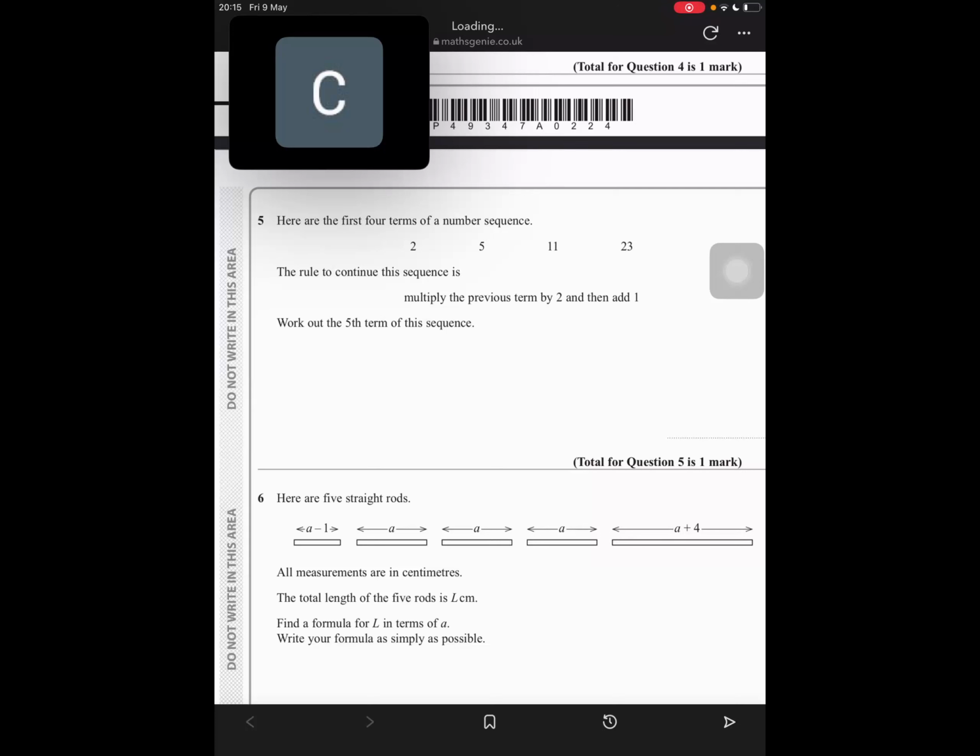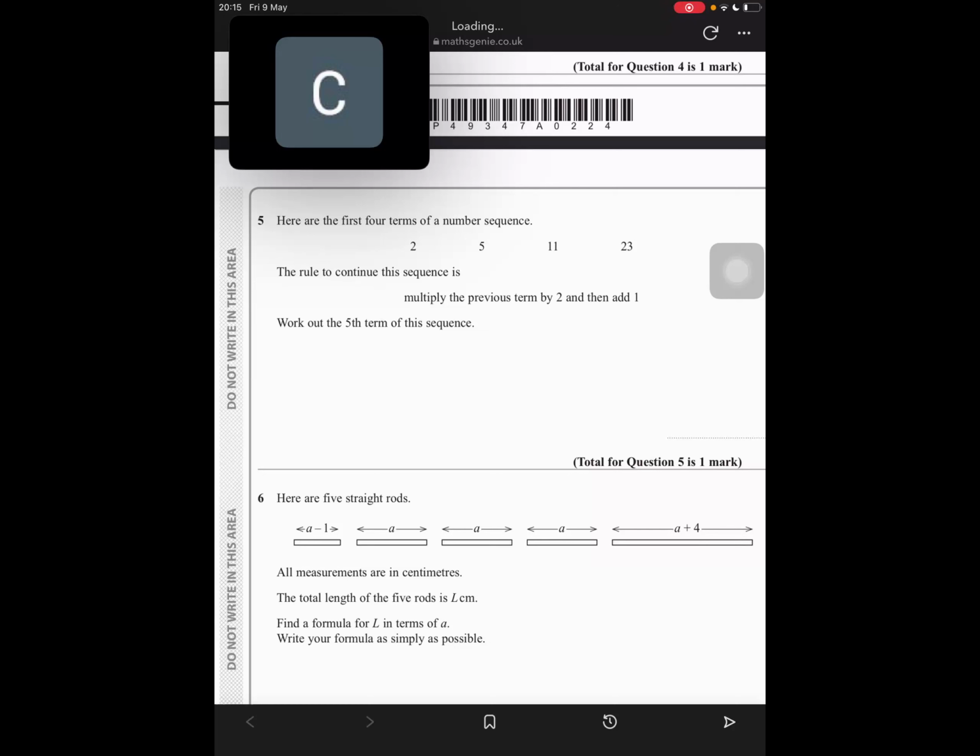Okay. This one is simple now. Multiply the previous term by 2. So 23 times 2 will give me 46, right? 46 plus 1 will be 47. So this one is quite easy. They even gave you the rule.